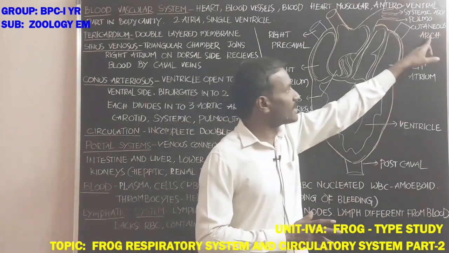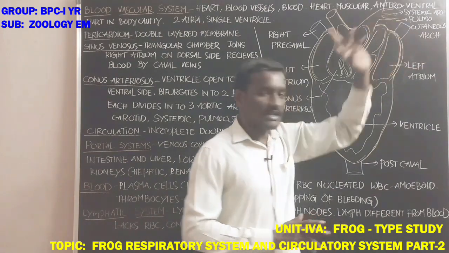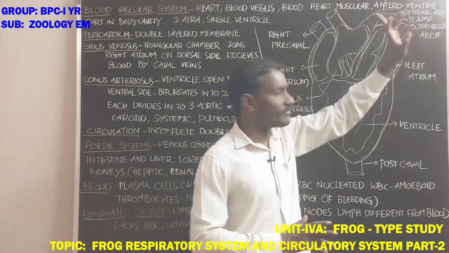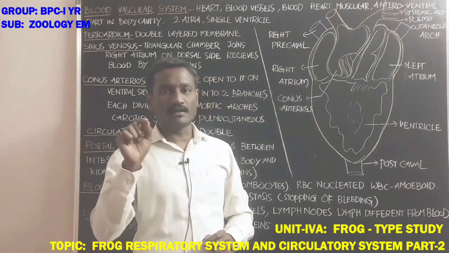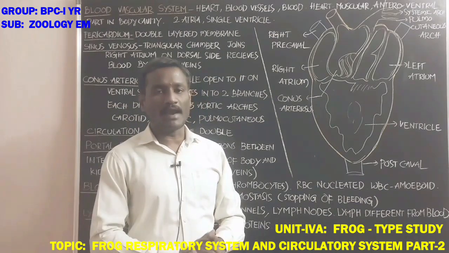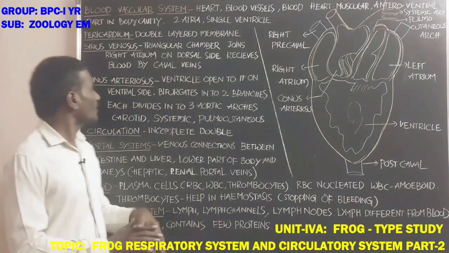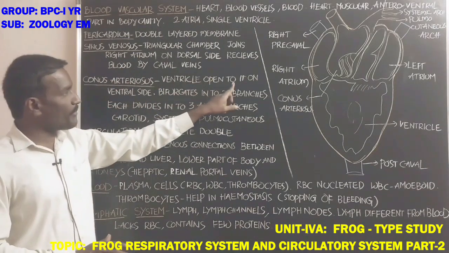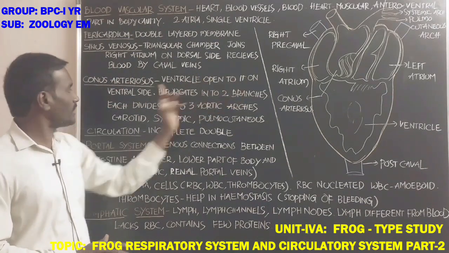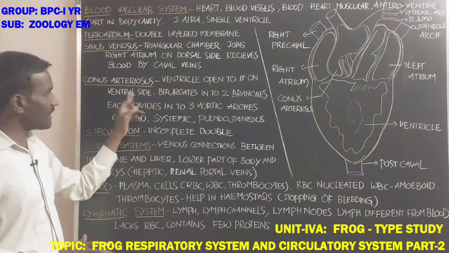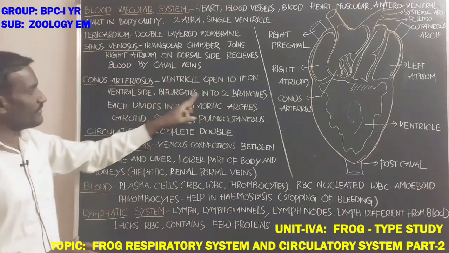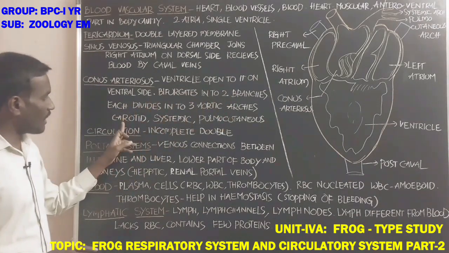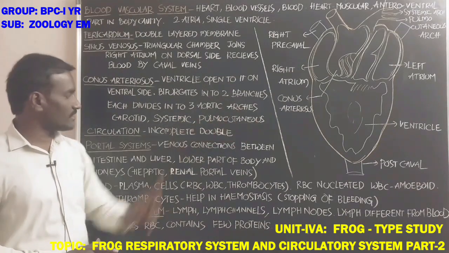And the pulmocutaneous arch carries blood towards the lungs and the skin. The conus arteriosus, into which the ventricle opens, is located on the ventral side. It bifurcates into 2 branches, each divides into 3 aortic arches: carotid, systemic, and pulmocutaneous arch.